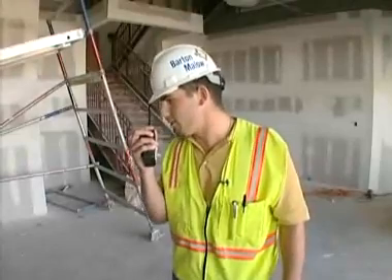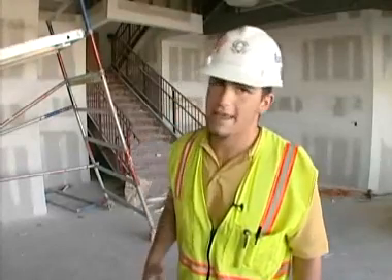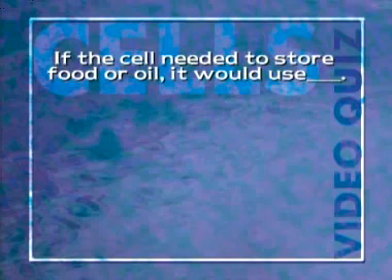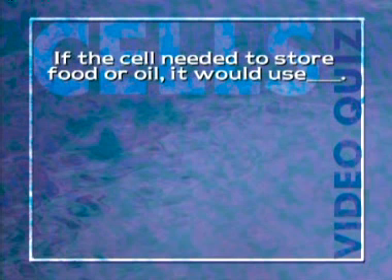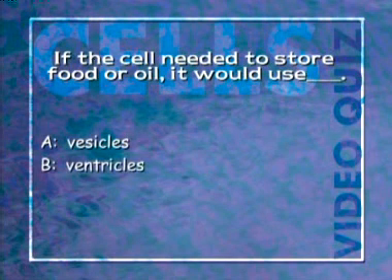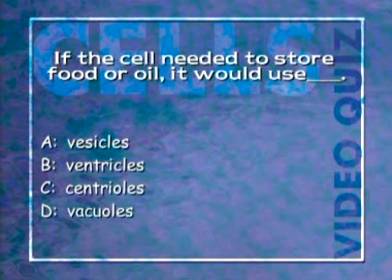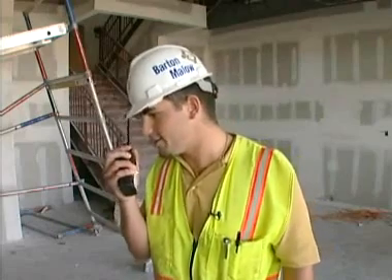All right, 10-4. I'll ask. Hey, you gotta help me. My boss needs help with this question. Question 18. If the cell needed to store food or oil, it would use A. vesicles, B. ventricles, C. centrioles, or D. vacuoles. Yes, sir. We got the answer. 10-4. Hey, thanks for all your help.